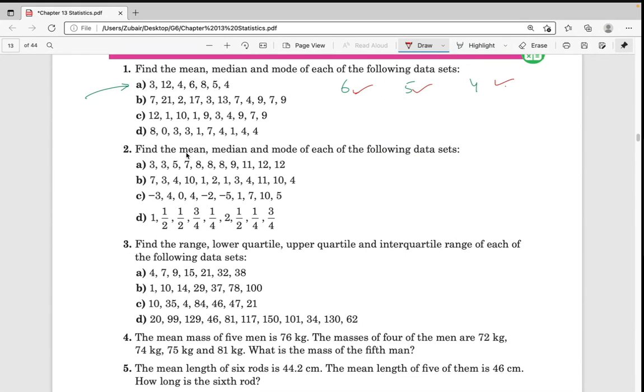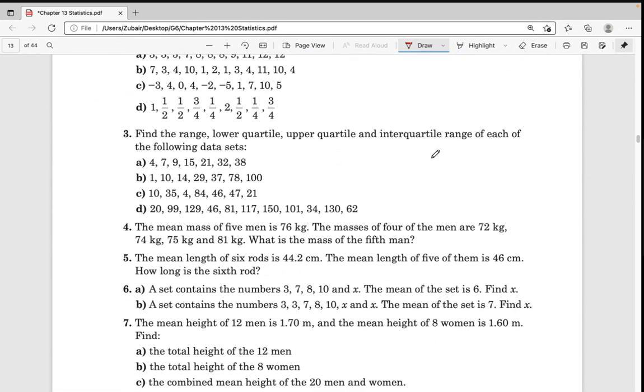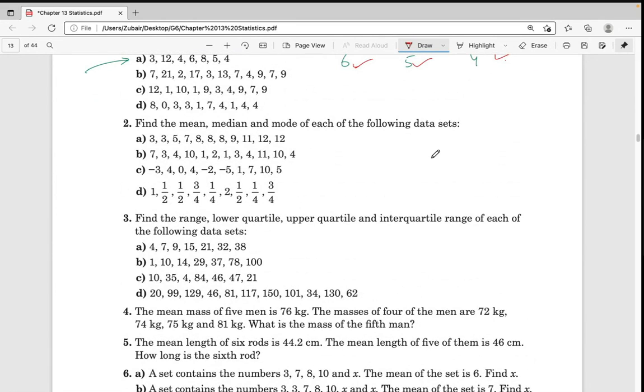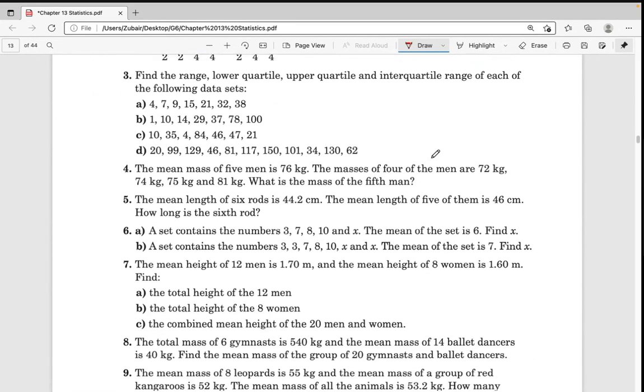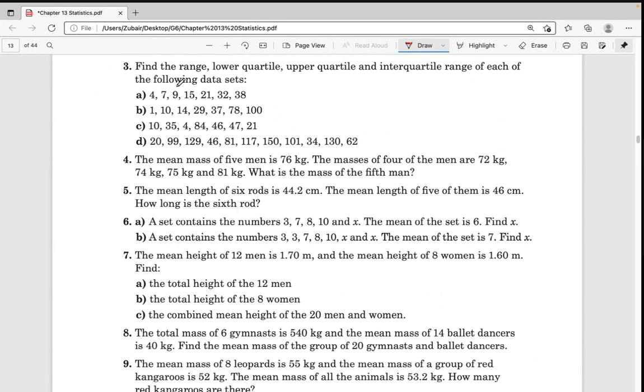Okay. So question one and two have exactly the same nature. Find the mean, median, and mode of each of the following sets. It never matters whether the numbers are fractions, negative, or positive. We just have to follow the sequence. Question number three. Find the range, lower quartile, upper quartile, and interquartile range of each of the following. Try this B part.